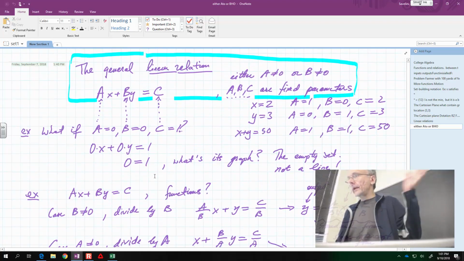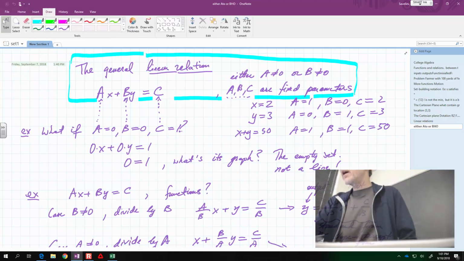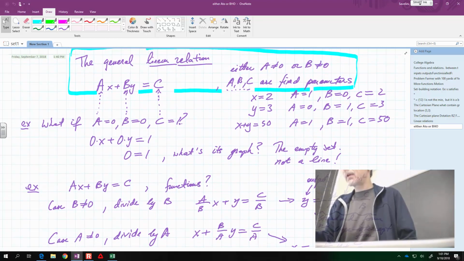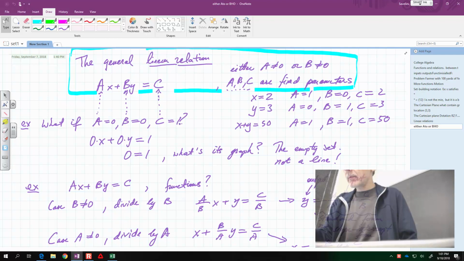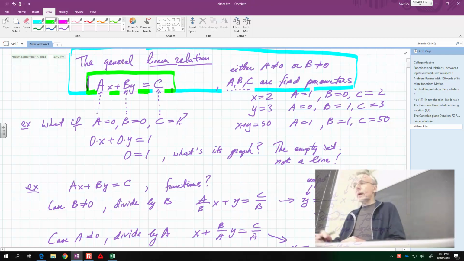Okay, so linear relations as an example of the simplest kind of relation. As long as one of A or B is not equal to 0, you have a linear relation.